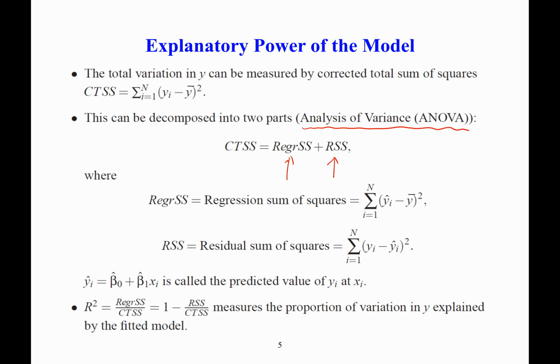R square is an indicator that gives us information about the proportion of variation in y explained by the fitted model.